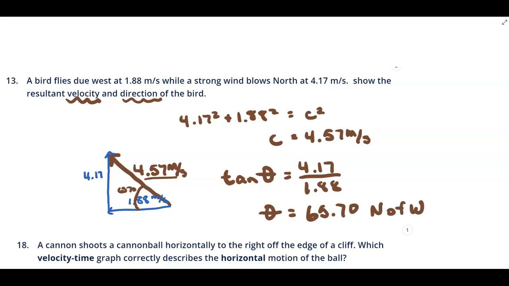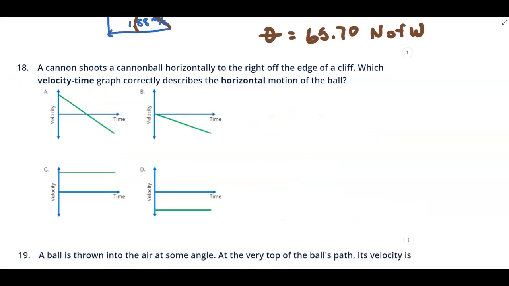If you had solved it the other way, where you drew the 4.17 vector first and then the 1.88, you could have also answered with the angle with respect to the north, and that would be a certain number of degrees. So what would that be? 90 minus 65.7. You could have answered 24.3 degrees west of north. Either one was acceptable, but most of you did not give any direction at all.